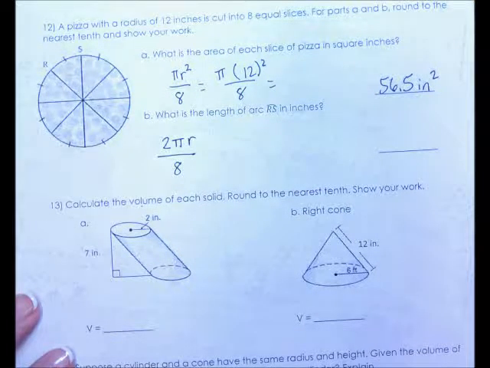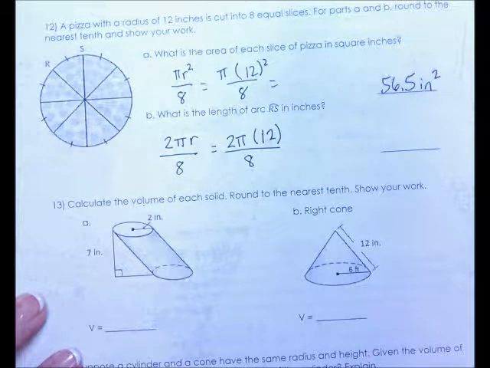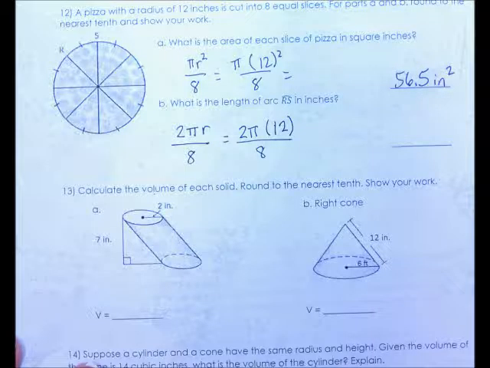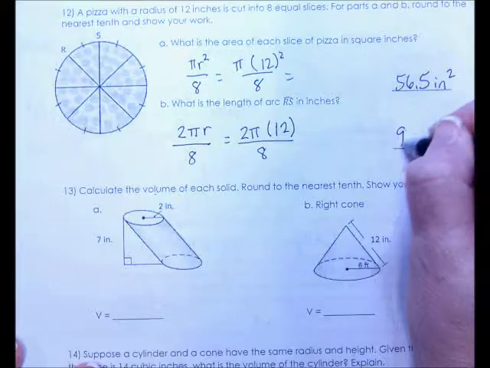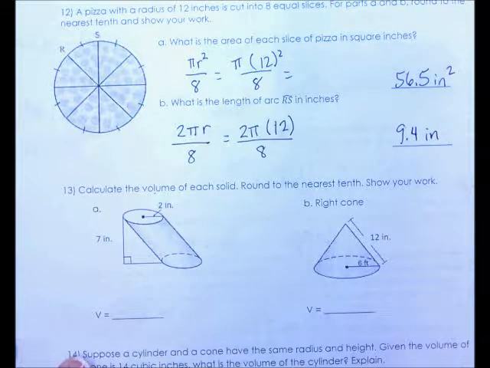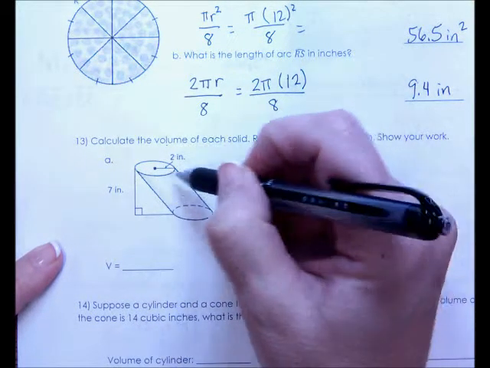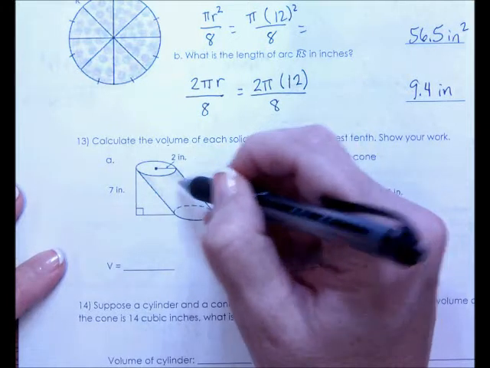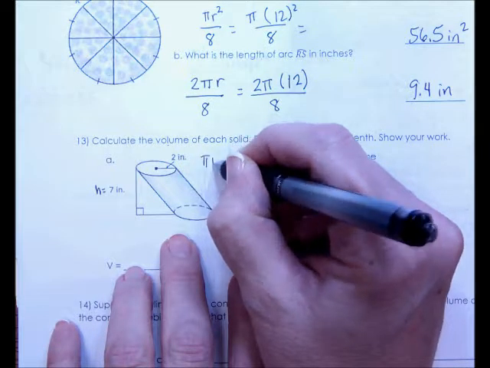So it's pi times 12 squared divided by 8, and I'm dealing with its squared area. The next part has to deal with the arc, so the formula is 2 pi r, and then I divide the circumference by 8. And I'm going to wait, let the video catch up. So I have 2 pi times 12 divided by 8, and that becomes 9.4 inches. And it's just the length of the side, so it's just inches.